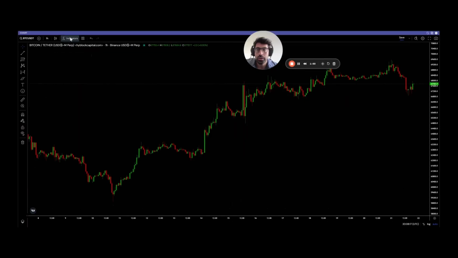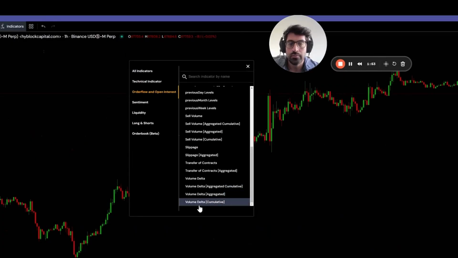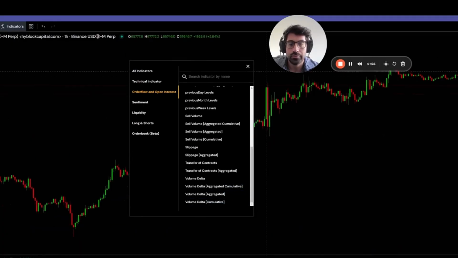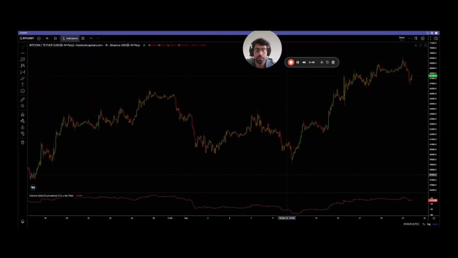If we remove these indicators, go back to the order flow and open interest section, we can click on volume delta cumulative. And here is your CVD indicator. So what is this telling you? Well, this is a trend line of your buying versus selling pressure. If buy volume is outweighing your sell volume, then your CVD will trend upward. And if your sell volume is outweighing your buy volume, then your CVD will trend downward.